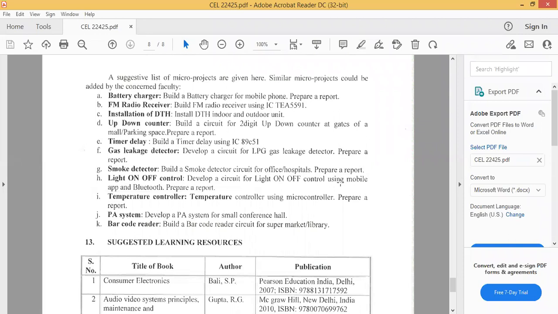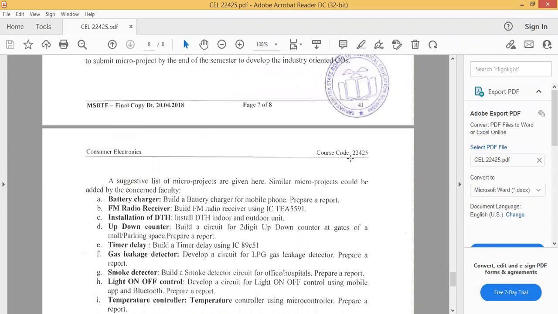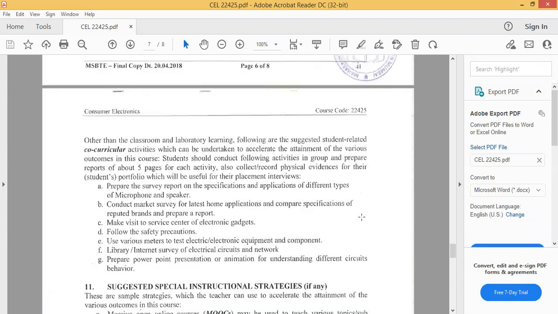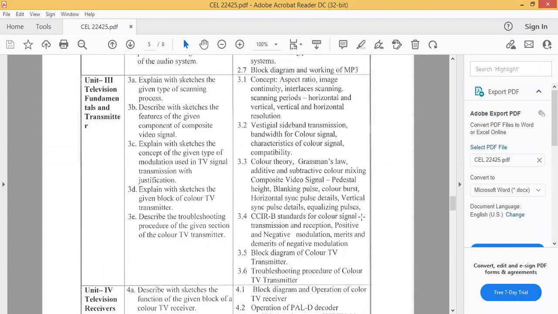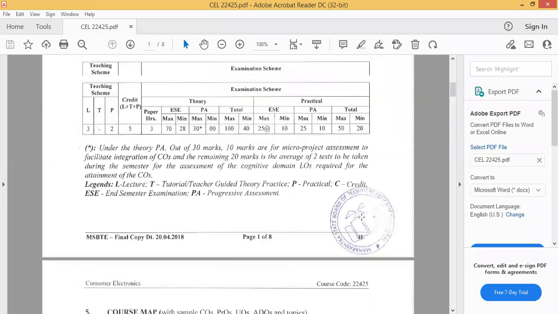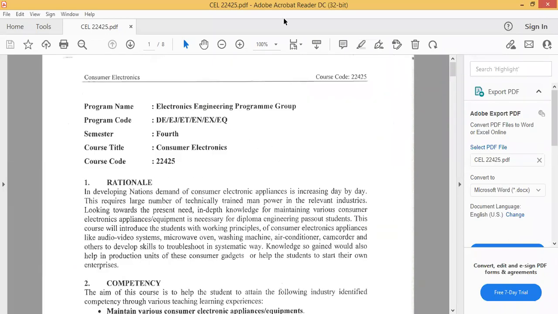So is it clear? Is there any doubt in this subject, consumer electronics? Is it clear? Yes.